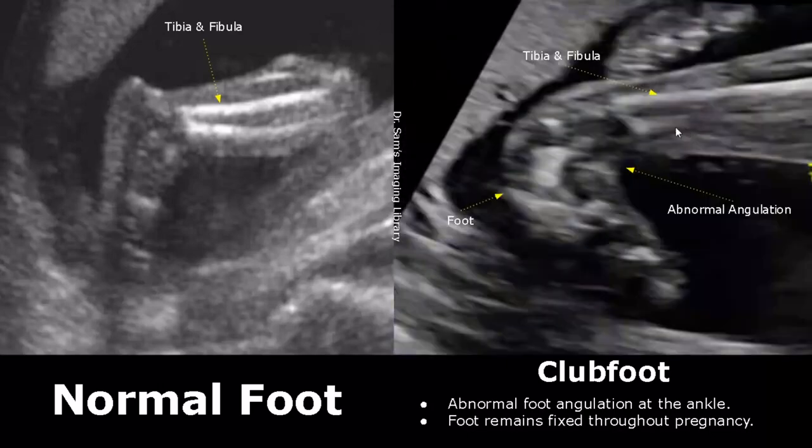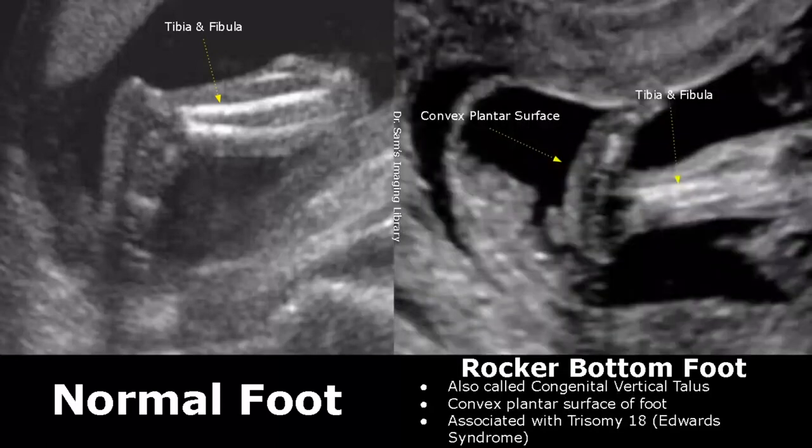Here is another image of a club foot. The abnormal angulation is more severe in this case. Rocker bottom foot, which is also called congenital vertical talus, is a congenital anomaly in which there is a convex plantar surface of the foot. It is associated with trisomy 18, that is, Edwards syndrome.